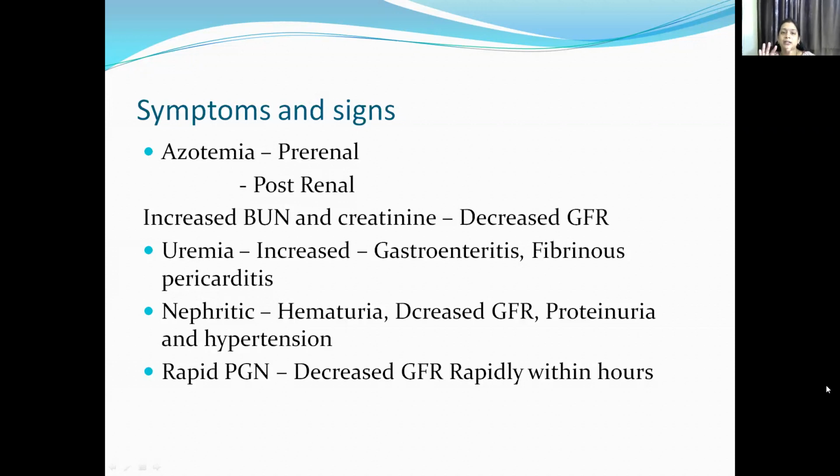And then it is characterized by hematuria, which is seen as dysmorphic RBCs. You see red colored, smoky urine, then a decreased GFR, proteinuria, and hypertension. Now, there is rapidly progressive glomerulonephritis, that is, decreased GFR which happens just within hours. The patient comes to you, then you see that there is an increase in urea and creatinine, and then you have these signs.